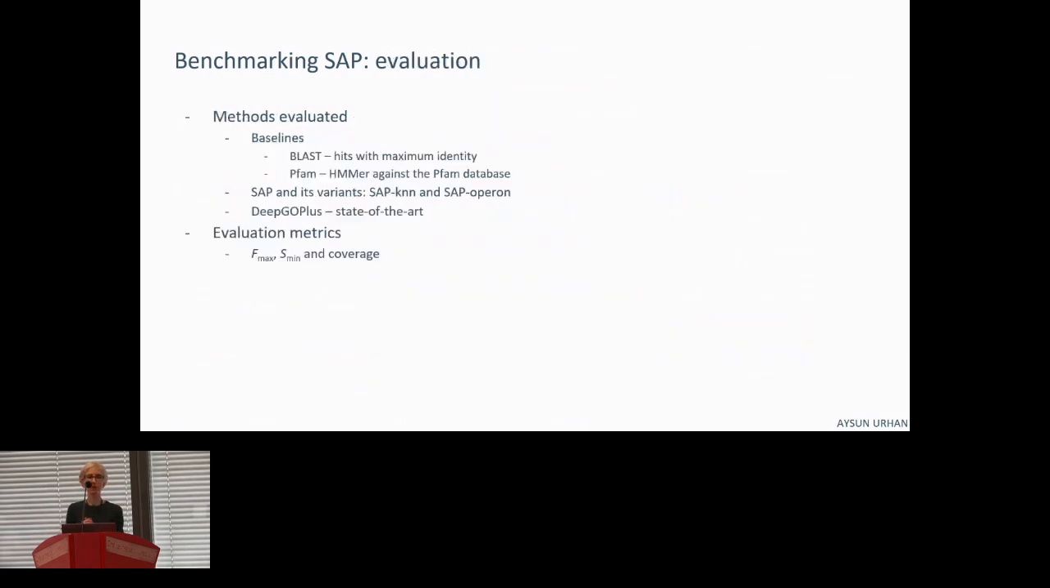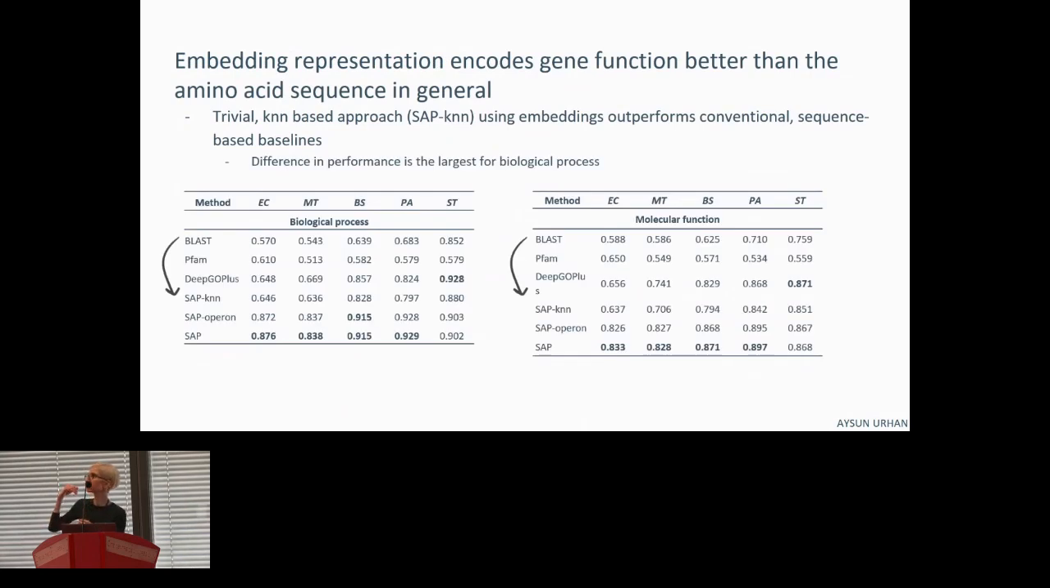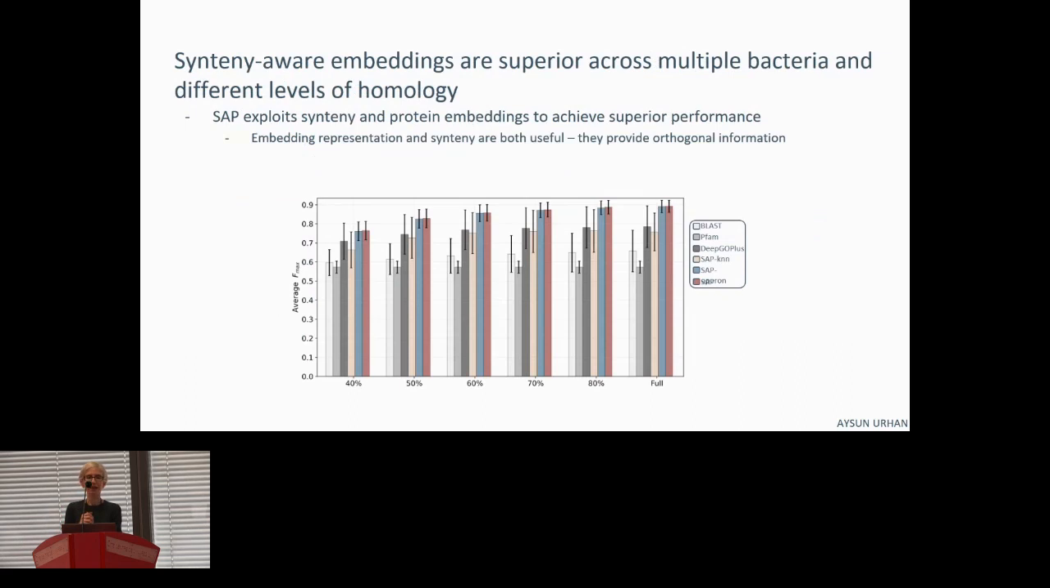I compared them against baselines and the state-of-the-art DeepGo Plus, and with the usual metrics. And we confirmed that, yes, word embeddings also work and a lot better in representing and giving information about the gene function. It's better than the amino acid sequence itself on bacteria as well. And we also showed that, I'm almost out of time, so I'll just quickly go over. We also showed that by combining these two ideas in our tool, we're better than the baseline, and we're also better than the state-of-the-art DeepGo Plus. And this is consistent across different levels of homology.